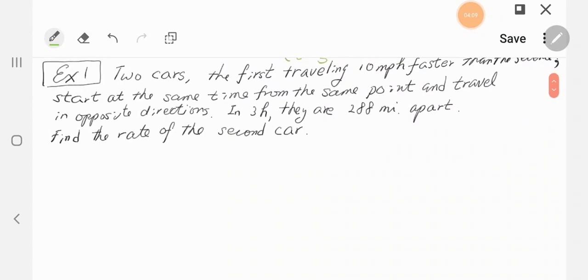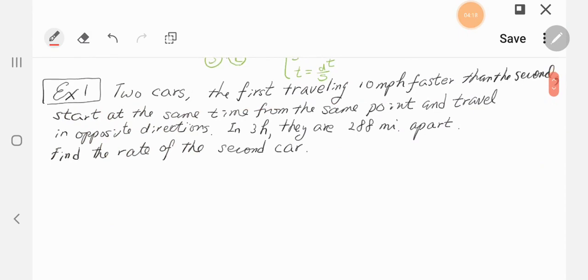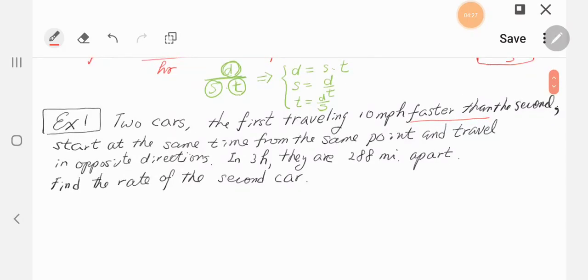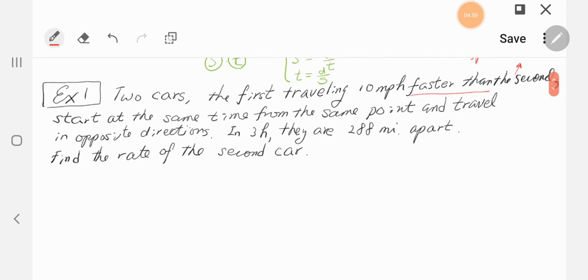Okay, example 1. Two cars traveling. The first car is traveling 10 miles faster than the second car. Faster than, right? So let's say the speed of the second car, because we are comparing with this one, is X miles per hour. Then the first car is 10 miles faster, so X plus 10, right? X plus 10. Let me draw a little diagram.